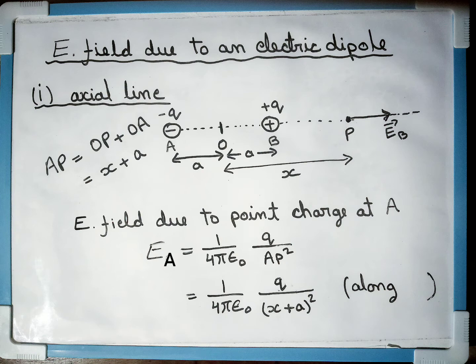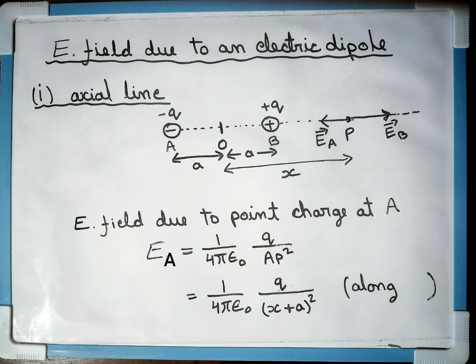Now again this has a direction, and using the properties of electric field lines, the electric field line for a negative charge is directed towards the negative charge. Hence the direction of EA will be towards the negative charge minus q. So the direction of EA will be along PA, or from P to A.